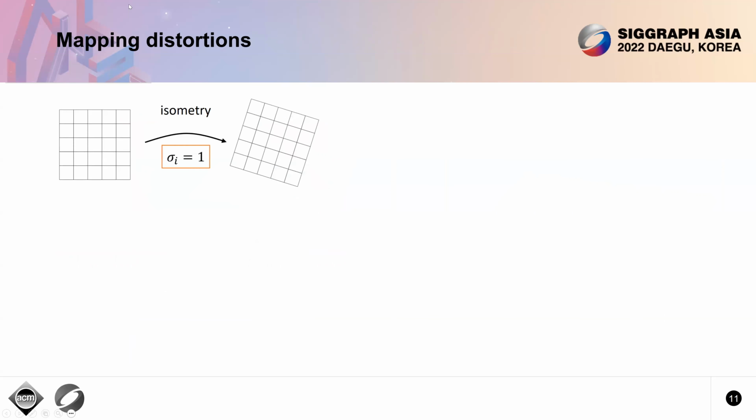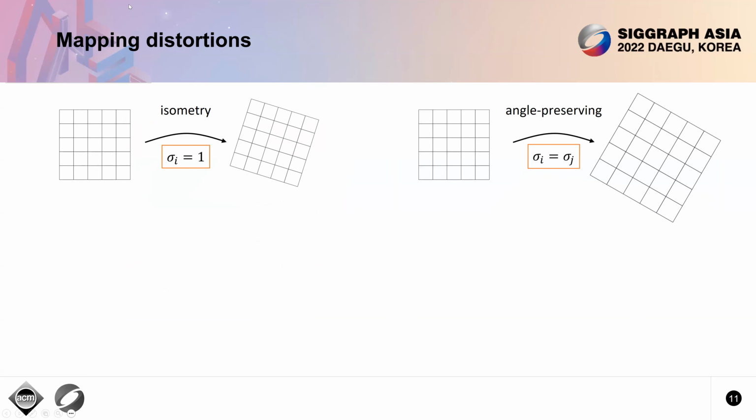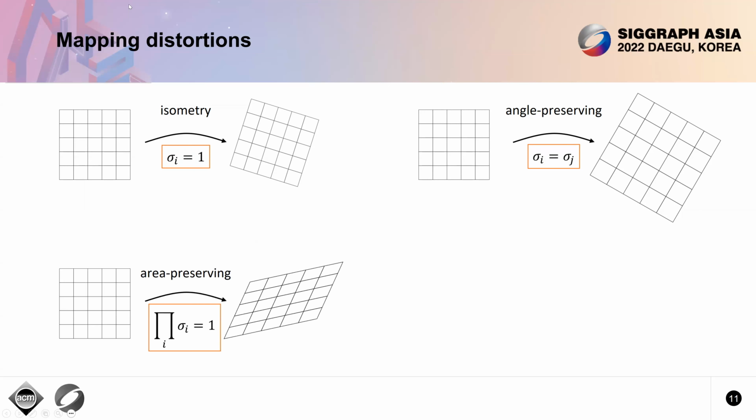When all singular values are equal to 1, the map is an isometry, which preserves both angle and area. When all singular values are the same, the map is a similarity transform, which preserves angles. When the product of singular values equals 1, the map preserves area.